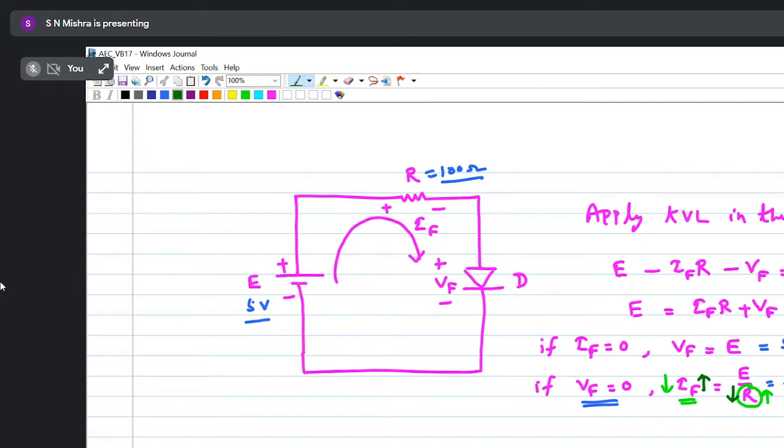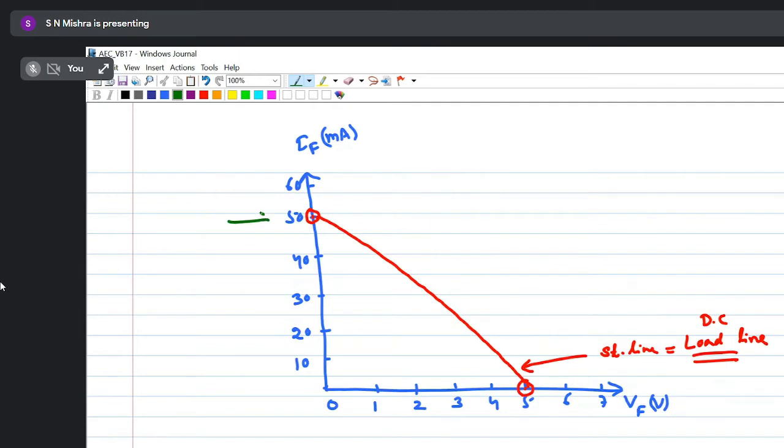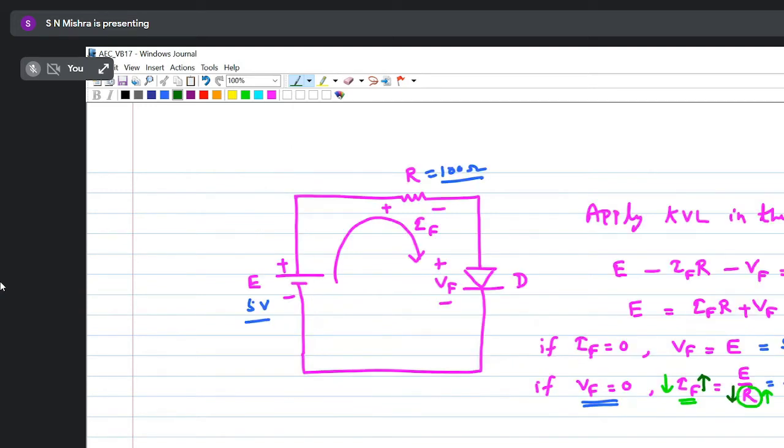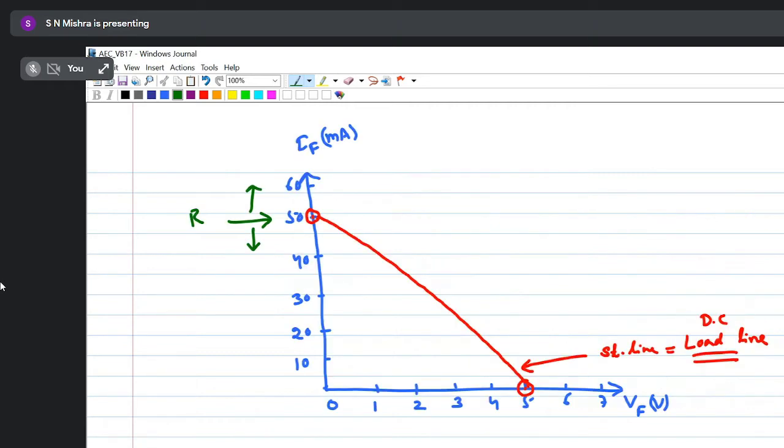Yes, sir. Now, this is my current point. So this point may shift downward or upward depending upon the R. Yes or no? This 50 milliampere we are getting, if the resistance value changes, then IF will change. IF will change means this 50 milliampere point will change. So this is changing means I may get a graph like this straight line, or I may get this type of straight line. Yes or no?